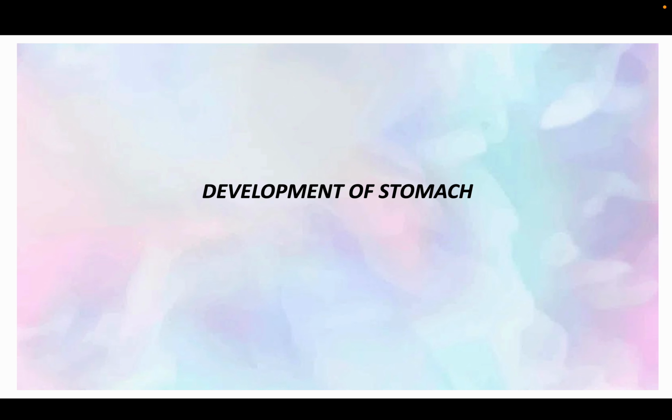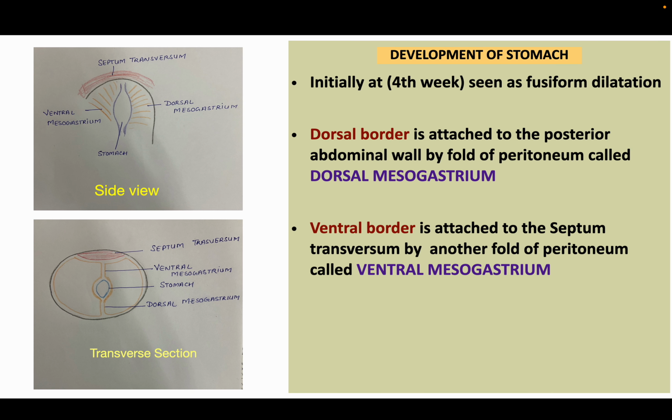Discuss the development of the stomach. So at 4 weeks, what is happening? Initially, the stomach is a fusiform dilatation. You can see in this diagram, this is the stomach, this is dorsal mesogastrium, this is ventral mesogastrium.